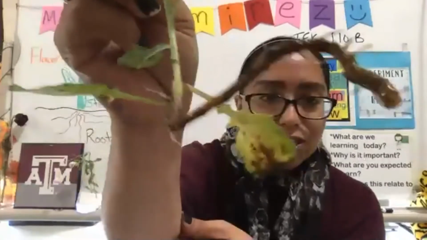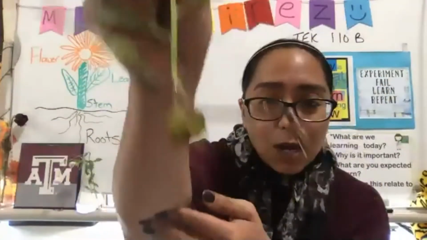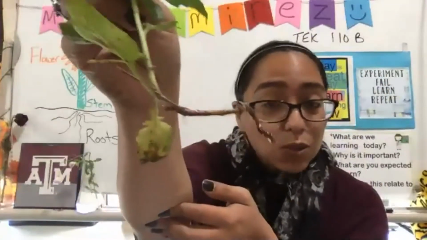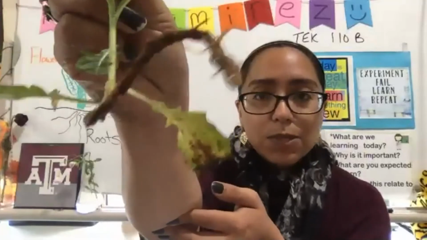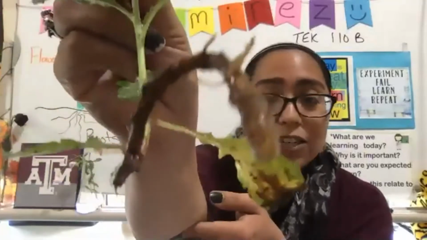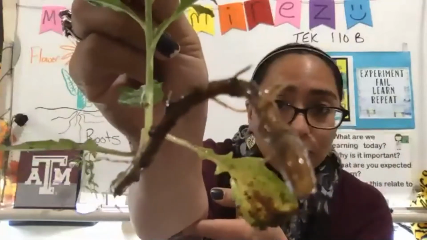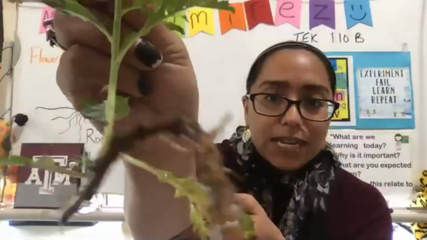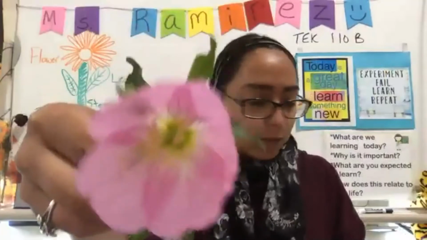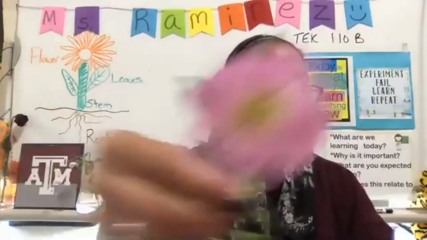And the root is actually very important because it helps to anchor the plant into the dirt. And it also helps to transport water and nutrients from the soil to the other parts of the plant. So there's our pretty pink primrose. We have lots of these out here at the Environmental Center.